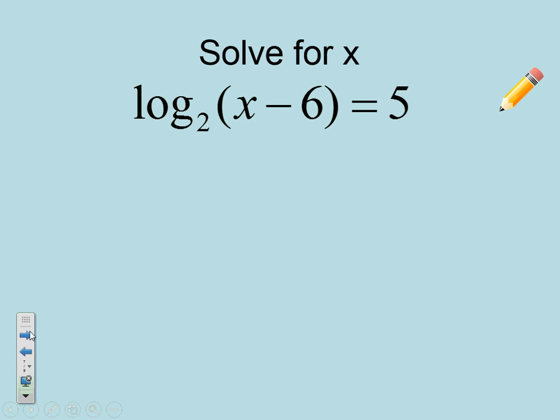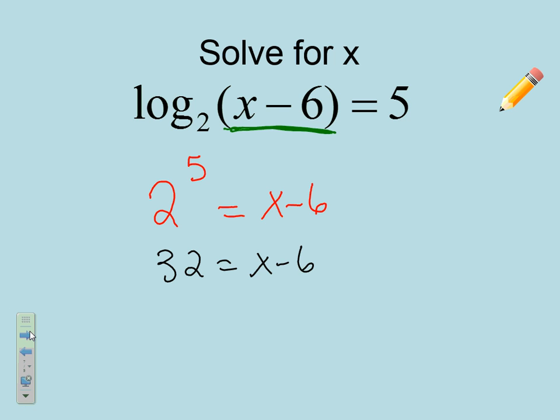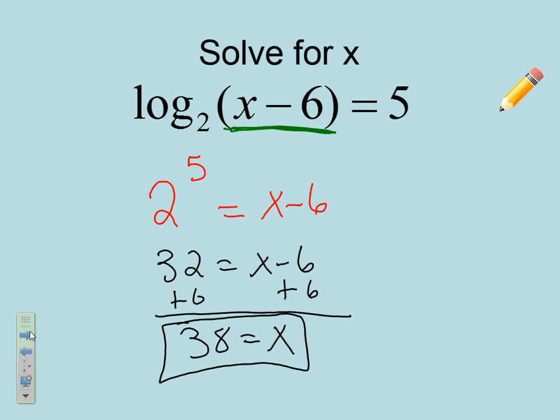All right, this is the same idea, ladies and gentlemen. Since this part here is in parentheses, my log base 2 times the quantity x minus 6 equals 5, my log is all by itself. So once again, we're going to go straight into exponential form. So I have 2 to the 5th power equals x minus 6, and 2 to the 5th power is 32 equals x minus 6. To get x all by itself, we'll add 6 to both sides. So 38 equals x. There we go.